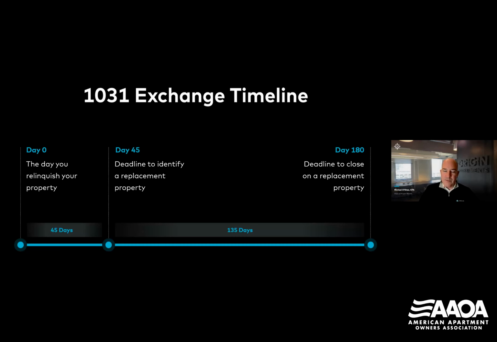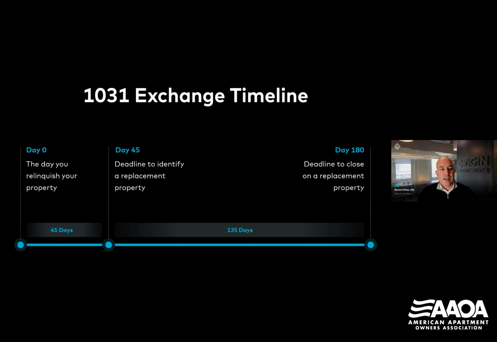You can go over three, but it gets a little tricky. We're not going to get into that level of detail today. But after the 45-day window is up, you can only close on one or all of those assets that you identified. Think about a simple example where you're going to buy your neighbor's property. You sell your property, you identify your neighbor's property within 45 days, and then you're out of the 45-day window, and then your neighbor decides they don't want to sell to you anymore. Now you've just blown your exchange.